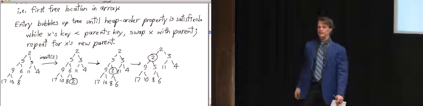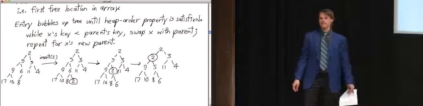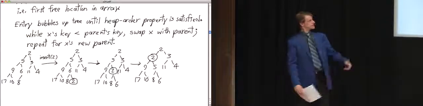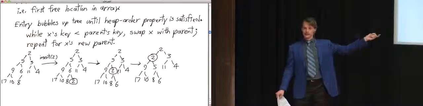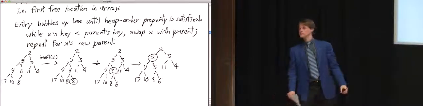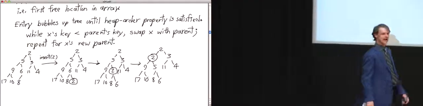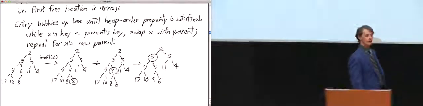This process is definitely not constant time. So this process actually is log n time, because if there are n items in the tree, then the depth of the tree is log n. So this is big O of log n time. Other questions?